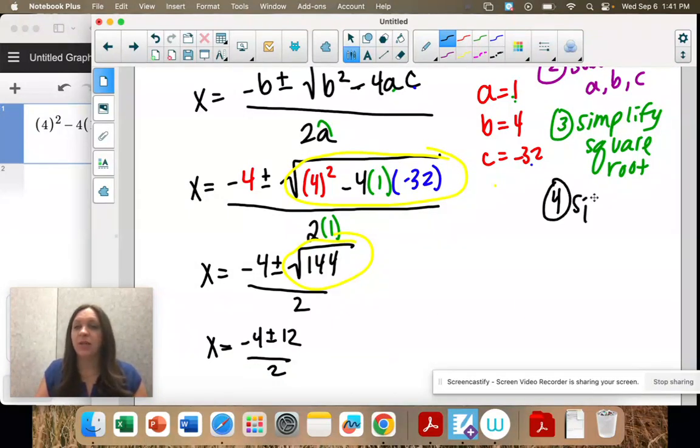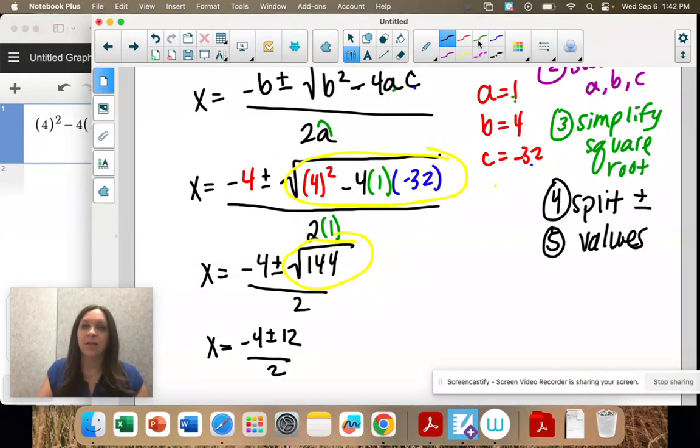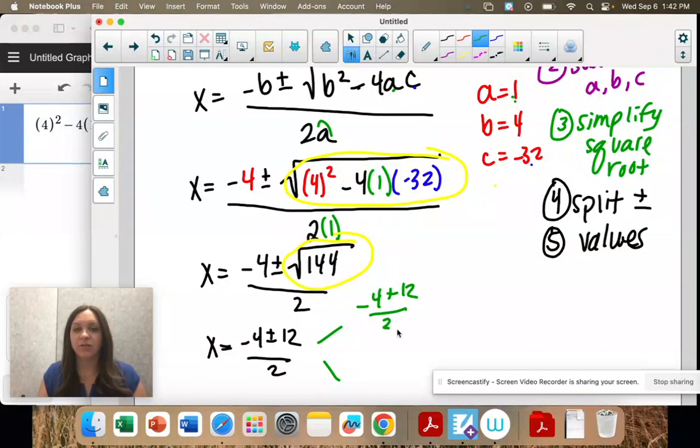Now we're going to split the plus or minus and find the values. Okay, so split. I have a plus and a minus. Negative 4 plus 12 over 2. Negative 4 minus 12 over 2.